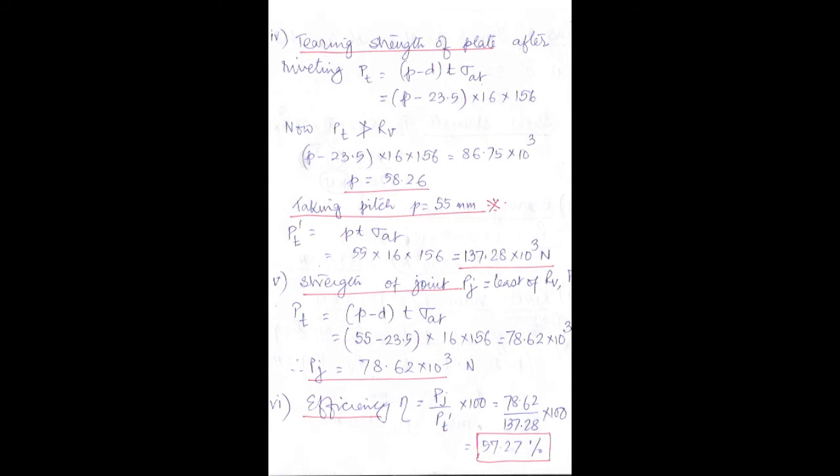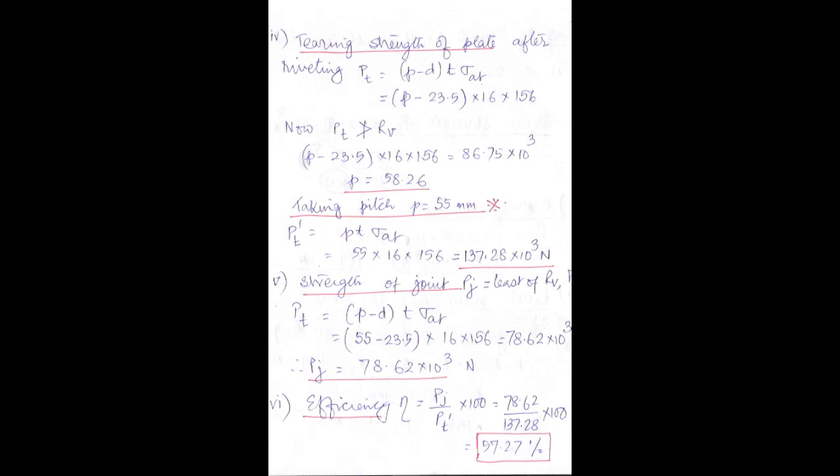So now always we should approximate, because as you have seen in steel structures, we always take the value in multiples of 5, either 5 or 0. So let us approximate the value of the pitch as 55 millimeter. You may take 60 millimeter also, 50, 55, 60, whatever it is. This is our approximation. So it is 58.26. We are approximating it as 55 millimeter.